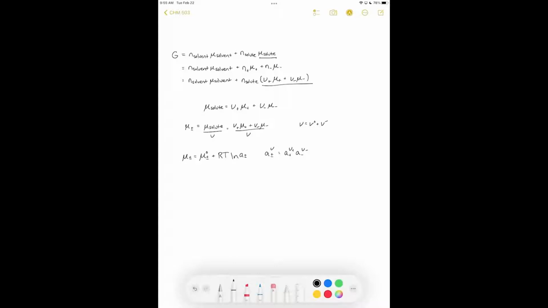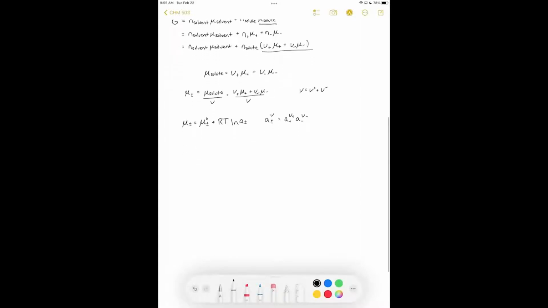We then define the activity of ions based on their molality. Like before, the activity is equal to the molality multiplied by an activity coefficient. So the activity of the plus ion is simply equal to the molality of the plus ion over a standard molality, that's 1 molal, times a gamma, which is our activity coefficient, and we have the same for the minus ion. So this is our definition here of activity.